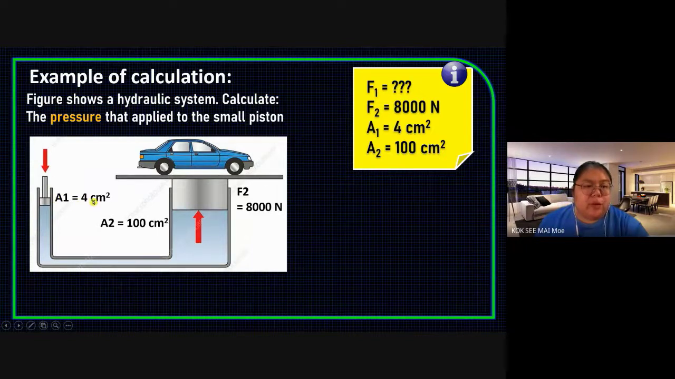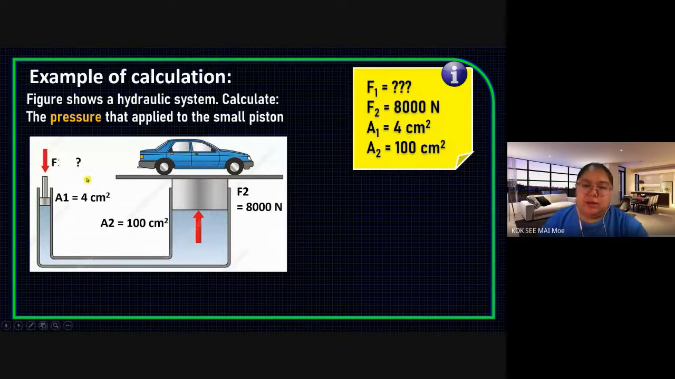After that, they tell you the area. A1, the area of the piston, is 4 cm square. Then A2 is 100 cm square. But F1 we do not know. They apply how much force? We don't know. Can you give me the answer for F1? No need to show calculation, just give me the answer straightforward, because typing calculation is very hard. Okay, someone already gave me 320 Newton.